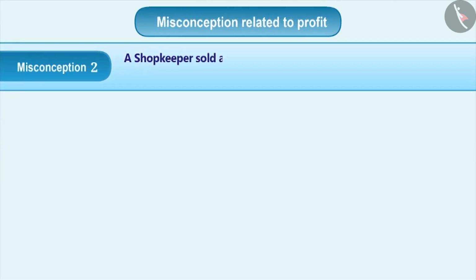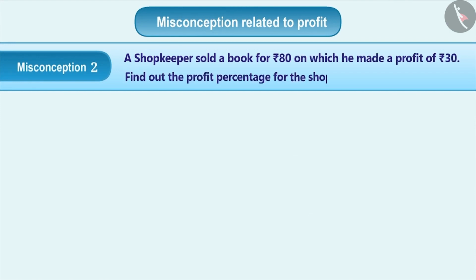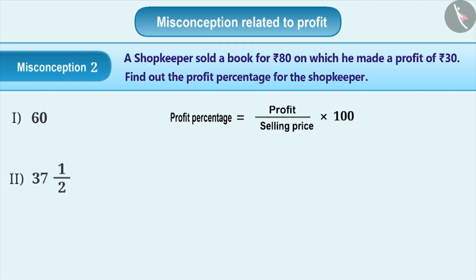Misconception 2. A shopkeeper sold a book for rupees 80 on which he made a profit of rupees 30. Find out the profit percent for the shopkeeper. Some students try to find the profit or loss percent on selling price. That means they find the profit percent in the following way.